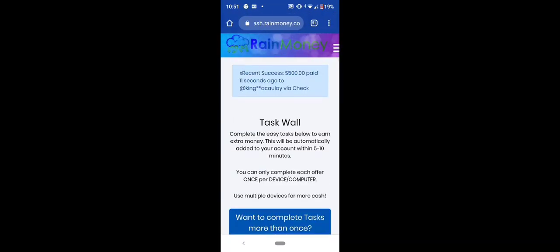This is the way to success. The X reason means unknown character. Using this RainMoney, Rain in Cloud. So this is it.